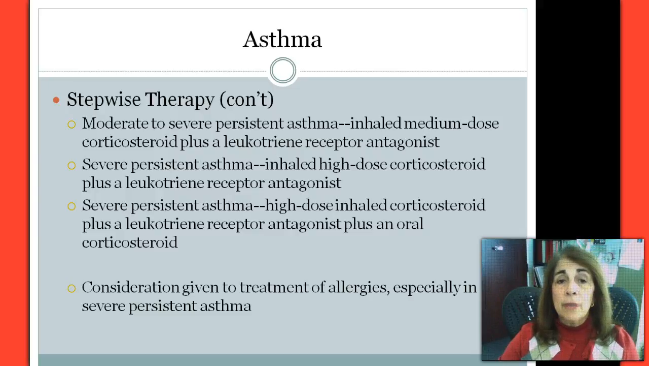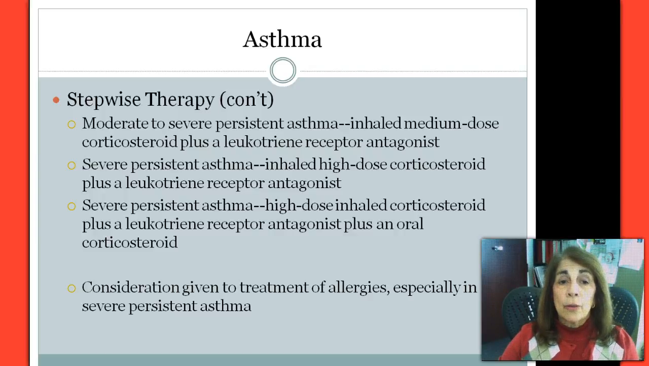The next step is moderate to severe persistent asthma. Use inhaled medium-dose corticosteroid plus a leukotriene receptor antagonist such as Singulair. The next step is severe persistent asthma, and as you look at this, you'll notice that Step 5 and Step 6 have the same title, which I know can be confusing, but the last step in the stepwise therapy is really ramped up for the same condition.